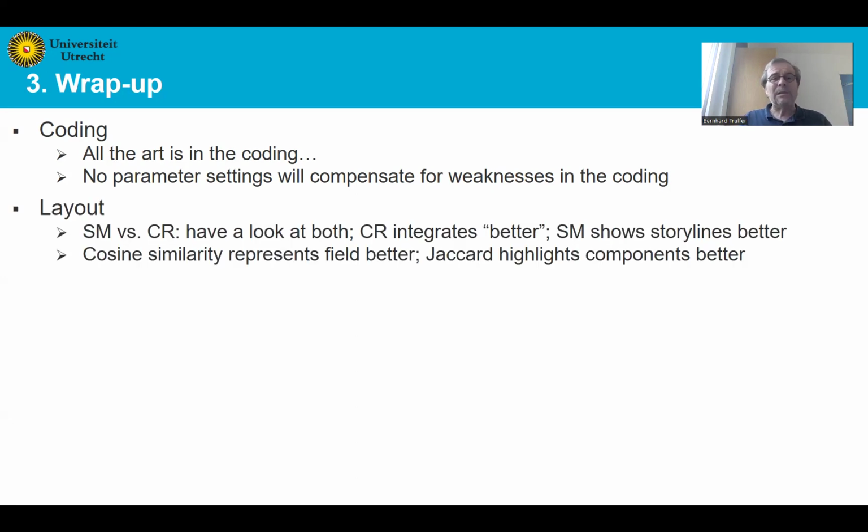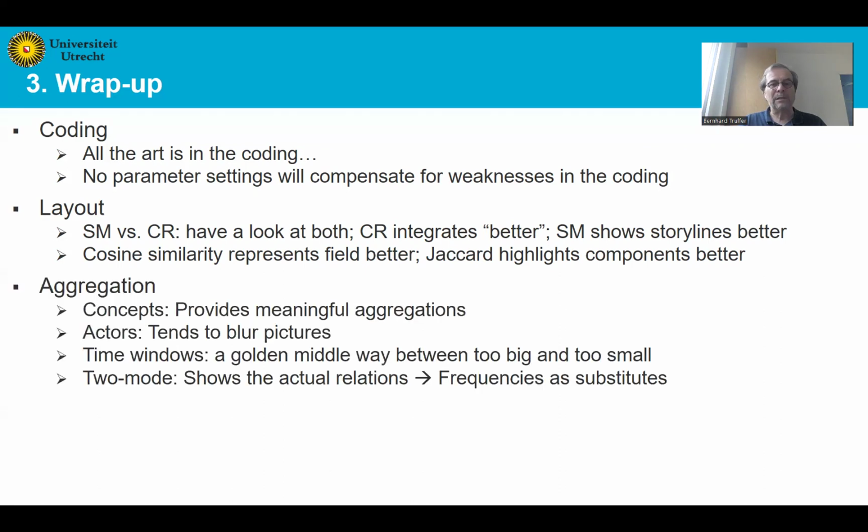Then for the layout parameters, so stress minimization versus central radial, you have to look at both, in short. The central radial integrates better, and stress minimization shows the storylines better. So you have to choose. Cosine similarity represents the field better, and Jaccard highlights the components better. Again, depending on what you're interested in, you would go for a combination of stress minimization with Jaccard if the components are of interest, and rather for central radial with cosine if the field structure is more of interest.